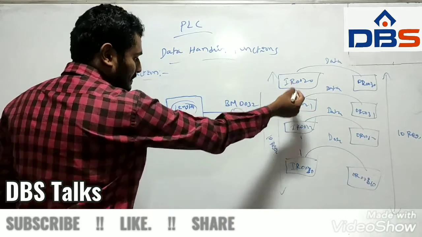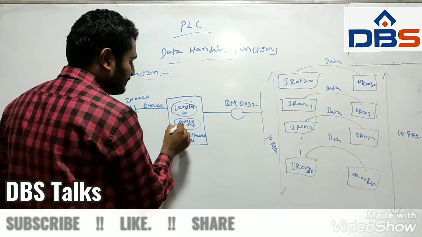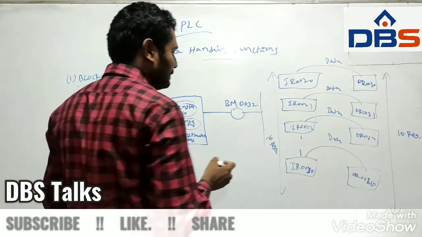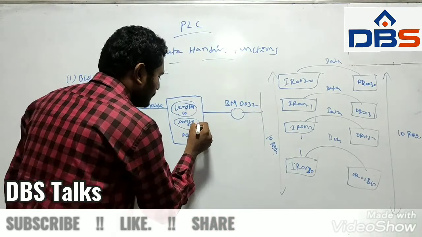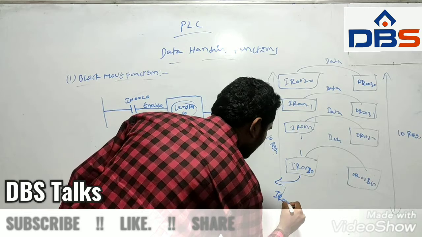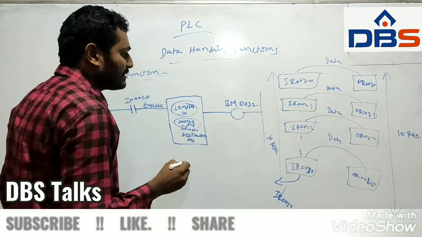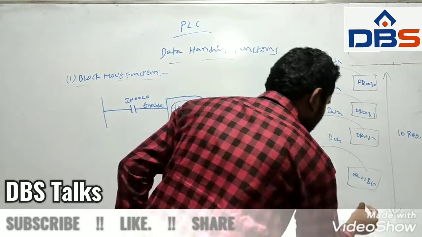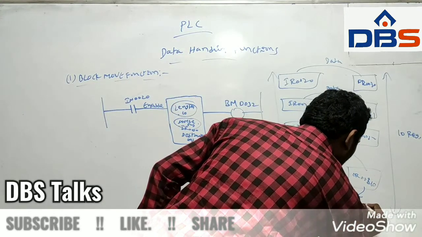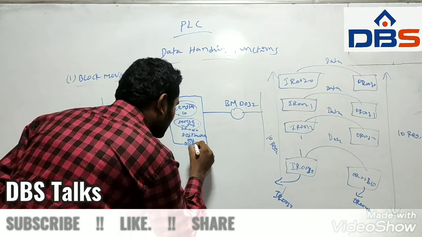That means I am taking the length as 10. Coming to the second one, here I am considering the source register, the last source register, that is IR 0030. We put the name as IR 0030. Coming to the destination register, the last register is OR 0040. I am putting that in the destination, that is IR 0040.